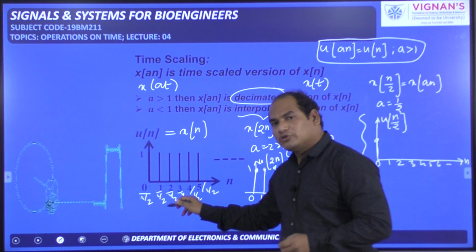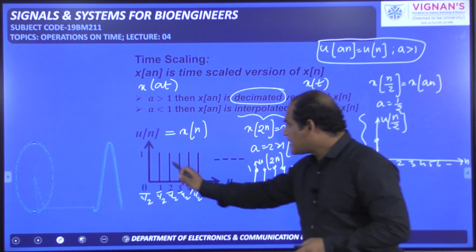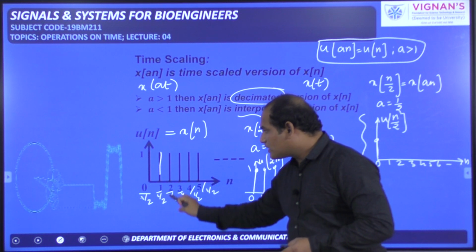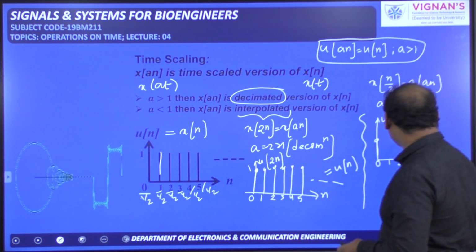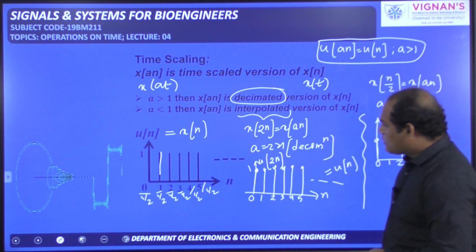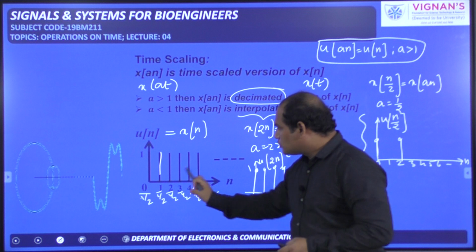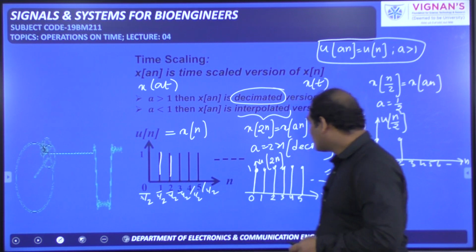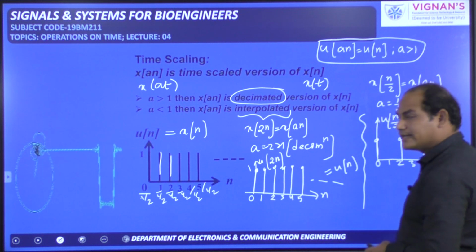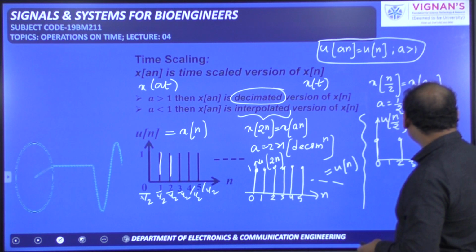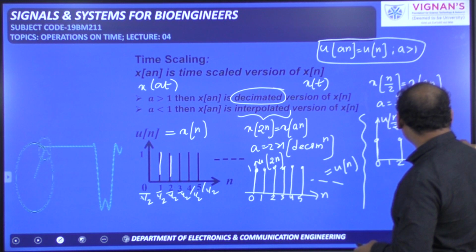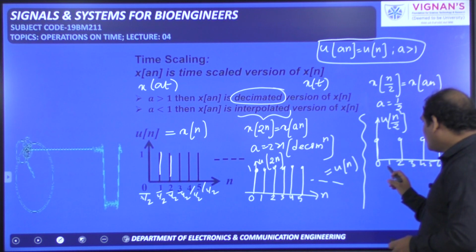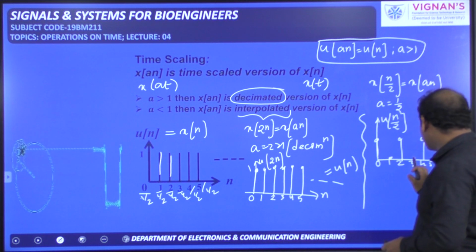Next, 1 by 1 by 2 is 2. So this sample which is available at n equal to 1 in this signal will be available at 2. So at n equal to 2 you will get like this. Whatever sample is available at n equal to 2 will be available at 4 now, because 2 by 1 by 2 means 4. Like this you will get. The next one is at n equal to 6, the next at n equal to 8. What about n equal to 1, 3, 5, 7? Here zeros are there.